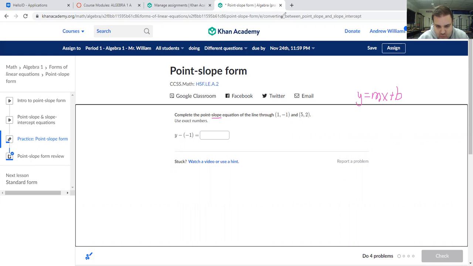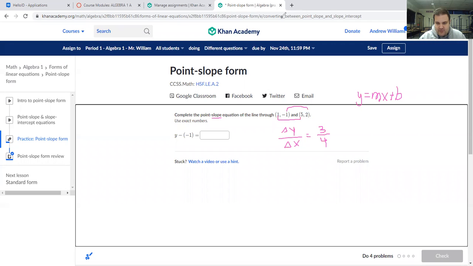So we're going to find our change in y over our change in x, our slope or our rate of change, however you want to look at that. Our change in y from -1 to 2 is increasing by 3. From 1 to 5, it is increasing by 4. So our rate of change is 3/4, or our slope is 3/4.